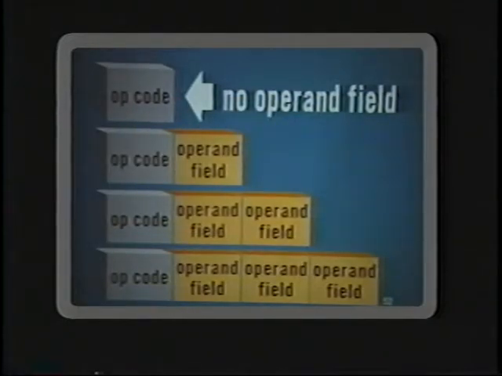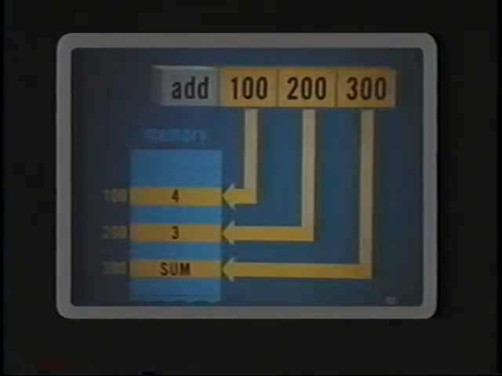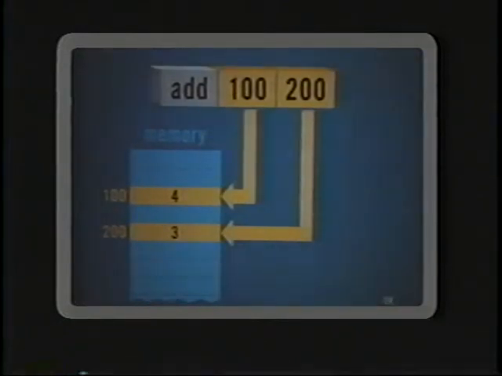Let's summarize the 4 different instruction formats we've discussed in this lesson. Instructions with 3 operand fields can address 2 operands stored in memory and can also specify the storage address for the result. However, this instruction format is not widely used because it requires computers with large word sizes. Instructions with 2 operand fields are used in some minicomputers. This format can address 2 operands stored in memory. However, the result is stored in the same location that formerly held one of the operands.